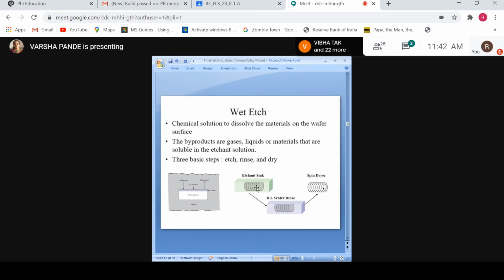Means after the etching happens, we have to find out how much time is required. Only up to that much time we have to place this in the etchant sink.